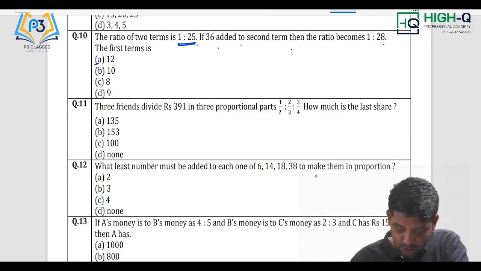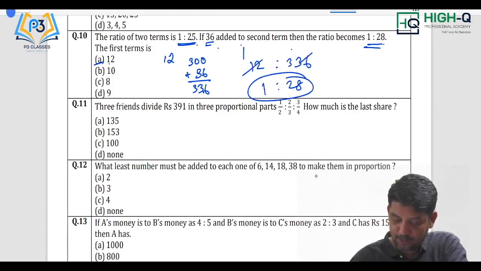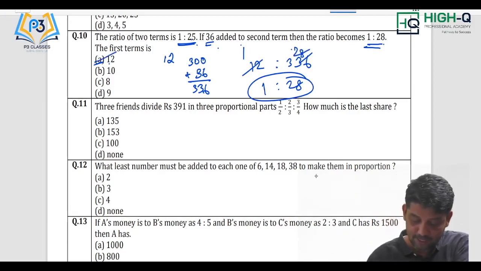For example, first term is 12. Second term must be 25 12s, which are 300. If I add 36 to it, I'm getting 336. Now the new ratio becomes 1 is to 28. 12 is to 336 is nothing but 1 is to 28. If you want to simplify, you can simplify it. 28 12s are 336. Answer is coming. So 12 is our answer.